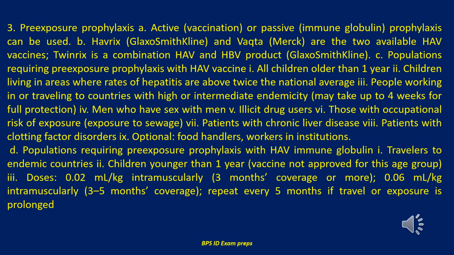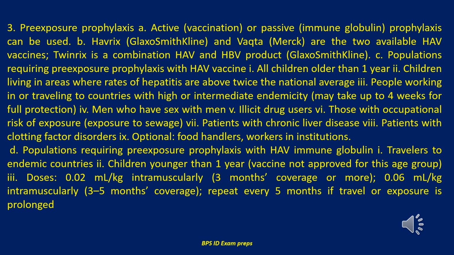3. We will now look at its pre-exposure prophylaxis. A. Active, that is via vaccination, or passive, that is via immune globulin prophylaxis, can be used. B. Havrix from GlaxoSmithKline and Vaqta from Merck are the two available HAV vaccines. Twinrix is a combination HAV and HBV product from GlaxoSmithKline. C. Populations requiring pre-exposure prophylaxis with HAV vaccine include the following.